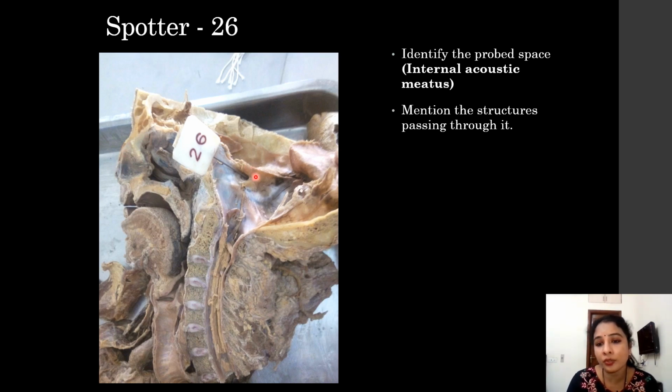What you see on the posterior surface of petrous part of temporal bone is internal acoustic meatus. So this is internal acoustic meatus. And structures passing through the internal acoustic meatus are 7th, 8th cranial nerves, that is facial and vestibulocochlear nerve, along with labyrinthine vessels which supply the internal ear.